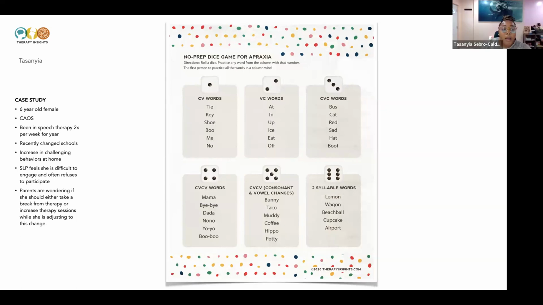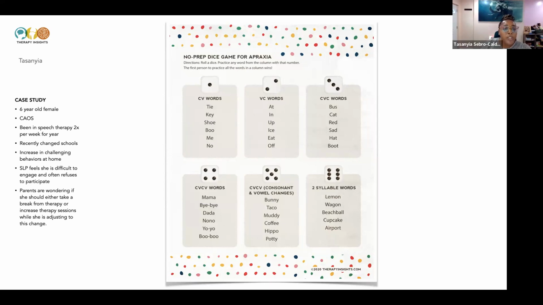Again, because it's a fun game, and the family mentioned that she's often difficult to gauge and refuses to participate. And let's be real, sometimes it's because the activities are boring, or very repetitive, or they seem like an exercise. So why not look for something fun, or that can make it a little more exciting, to help the child look forward to the sessions. And again, it's something that can be done at home.